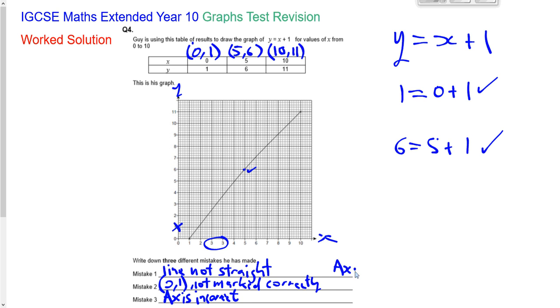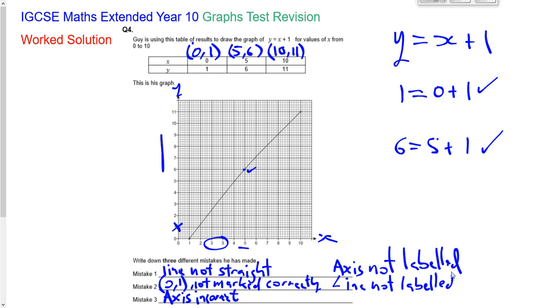So we've got 3, but I'm just going to add a few more that I can see. Axis not labelled, and again with the labelling, which is very important, we should have a label for axis, is that the line is not labelled. Line not labelled. So we've been asked for 3 mistakes here, and already we've got 5.